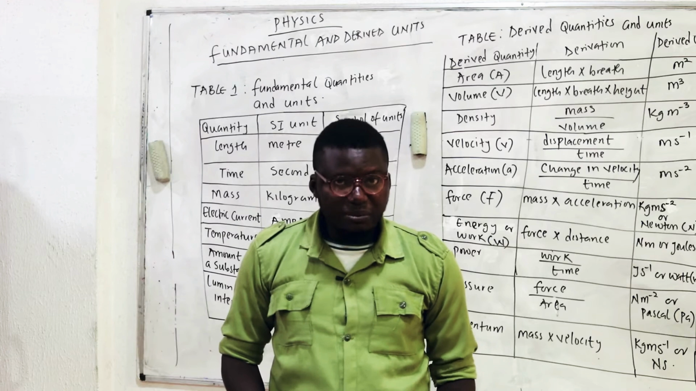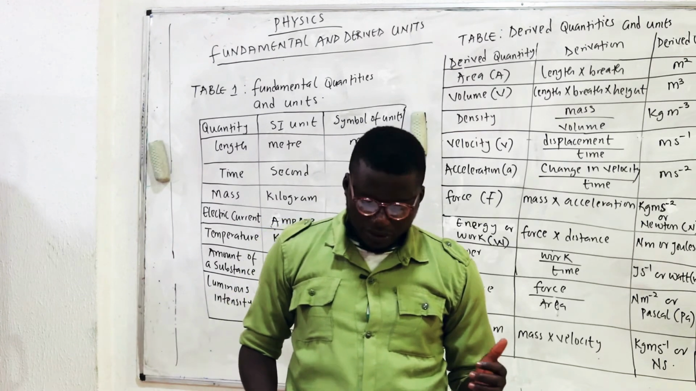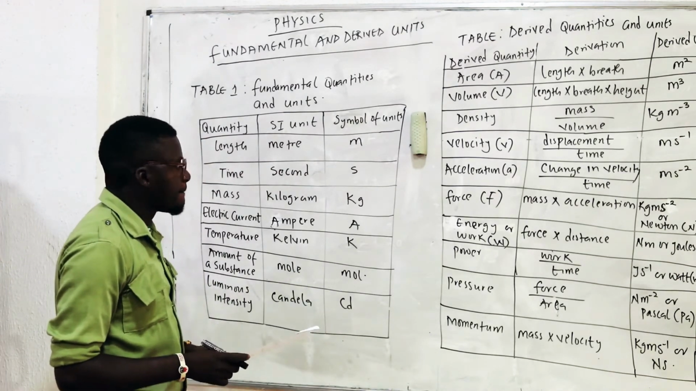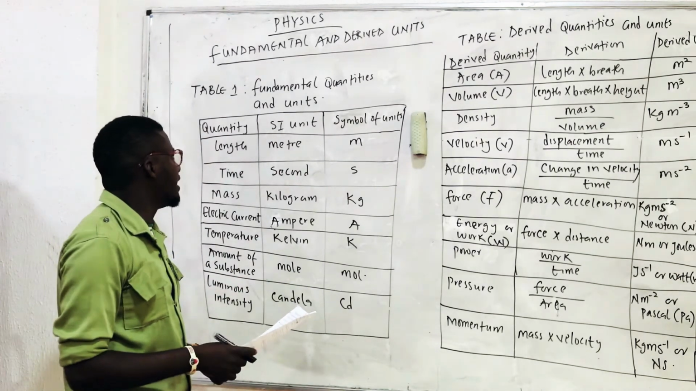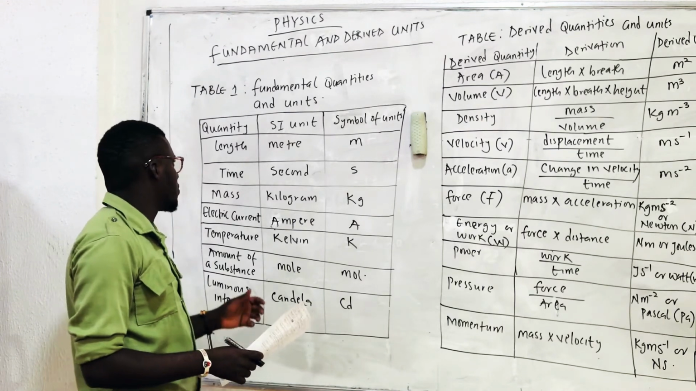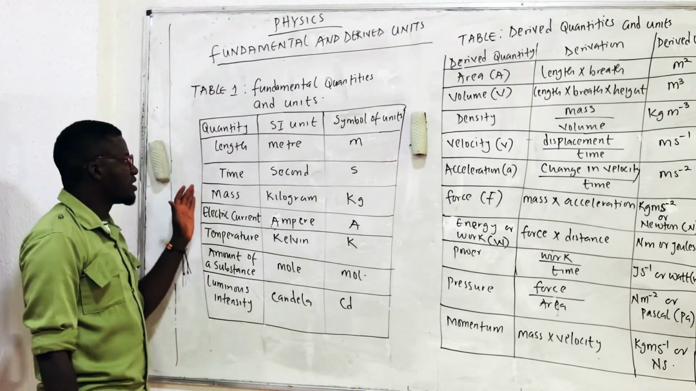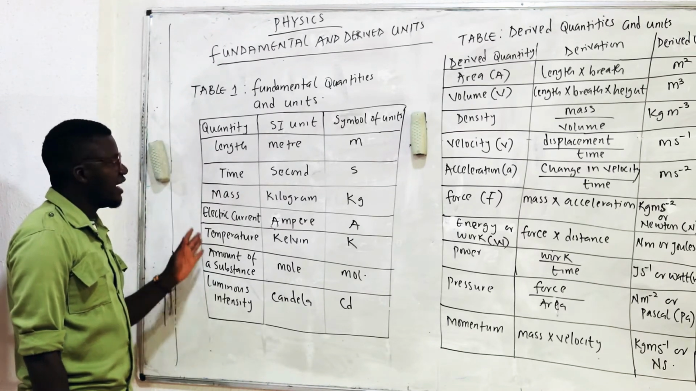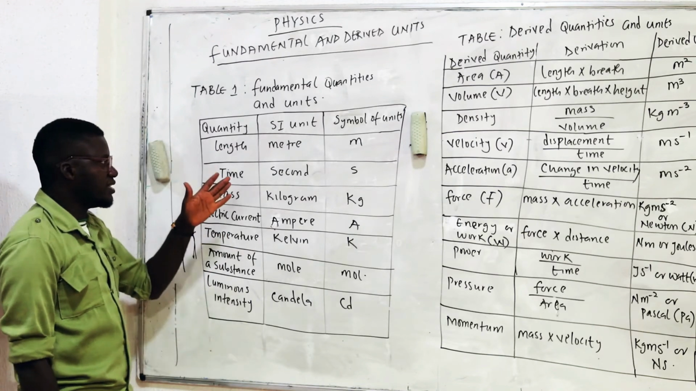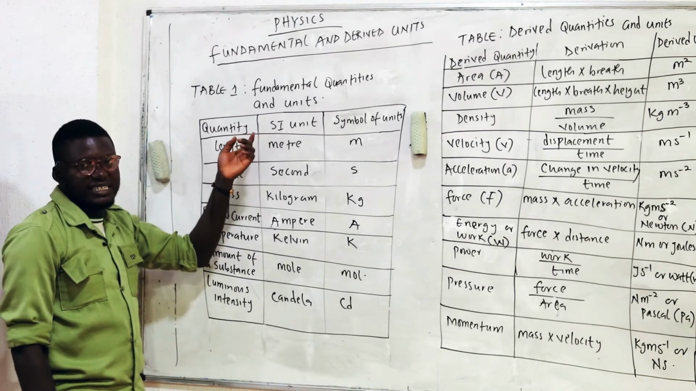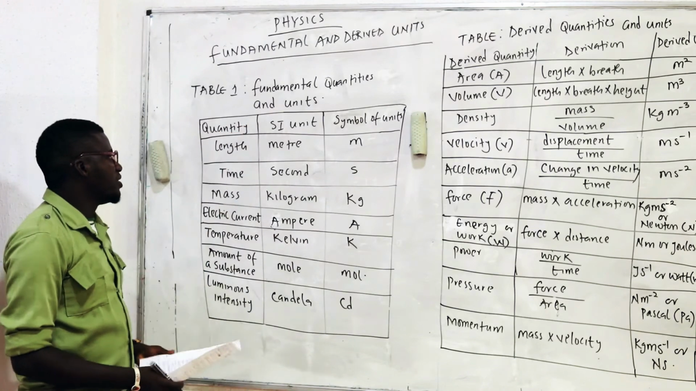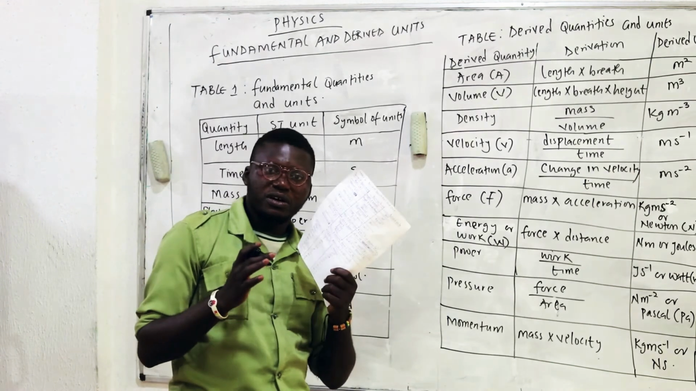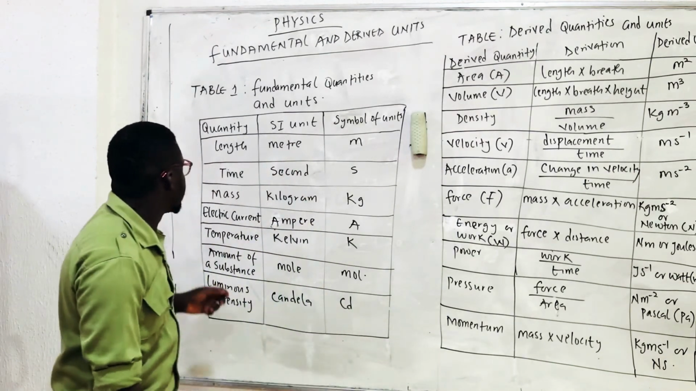Now, I have a table, my table 1, which is written on the board. My table 1 here contains fundamental quantities and their units. These are examples of some fundamental quantities alongside their units. I have 7 fundamental quantities and their units are all here. They are SI units, and SI means System International. They are the acceptable units all over the world that are used in terms of measurement.